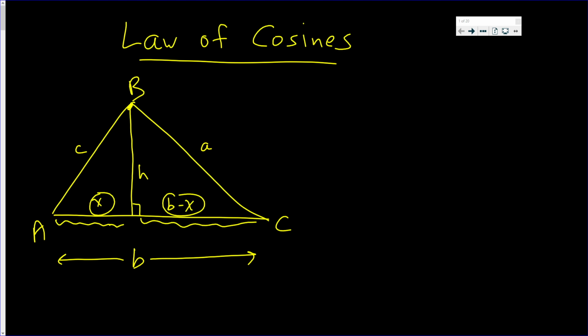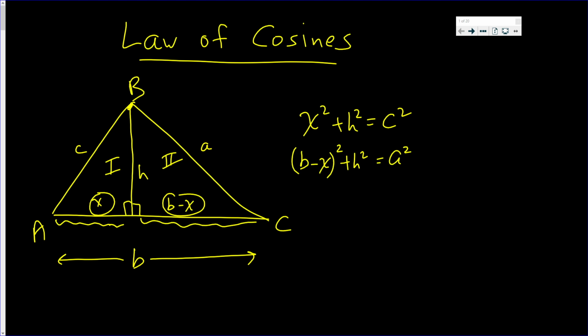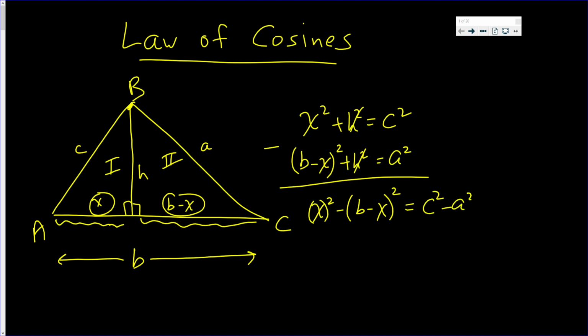Now, Pythagoras would say in triangle 1 that x squared plus h squared is equal to c squared, because it is a right triangle. He'd also say in the second right triangle that (b minus x) squared plus h squared is equal to the hypotenuse squared, a squared. Well, if we subtract, the h's disappear. So you have x squared minus (b minus x) squared, and this is c squared minus a squared.